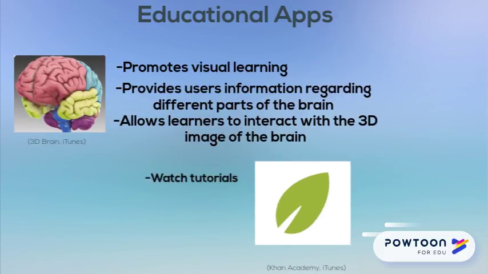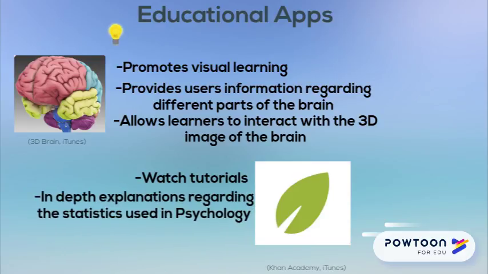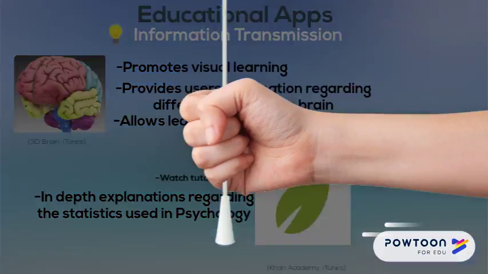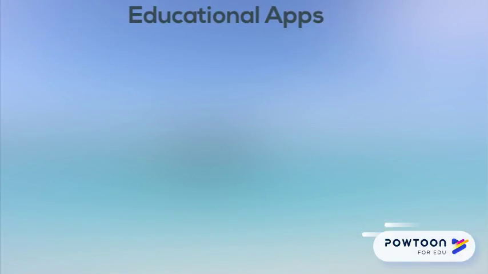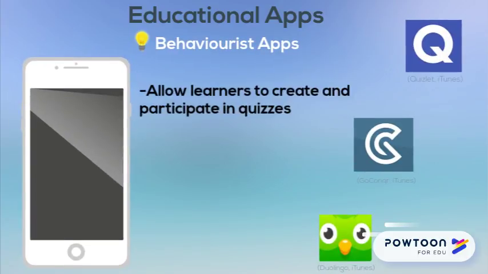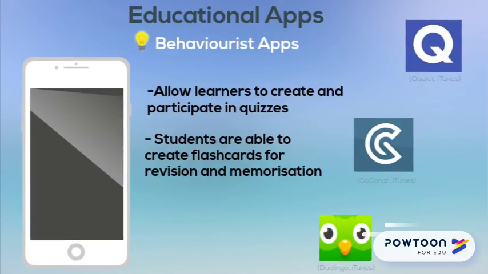Apps like Khan Academy are very useful in understanding the stats component of psychology, as learners are able to watch tutorials and gather in-depth information regarding the statistic measures in psychology. Behaviorist apps such as Quizlet allow learners to create and participate in quizzes that provide immediate feedback. Students are also able to create flashcards for revision and memorization.